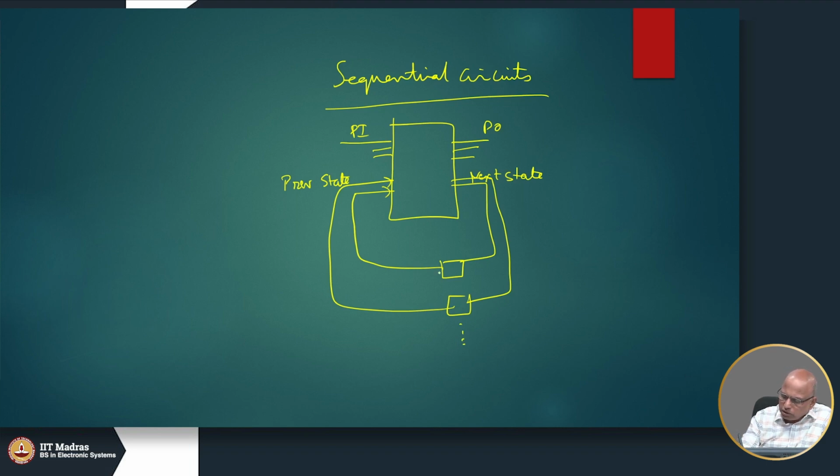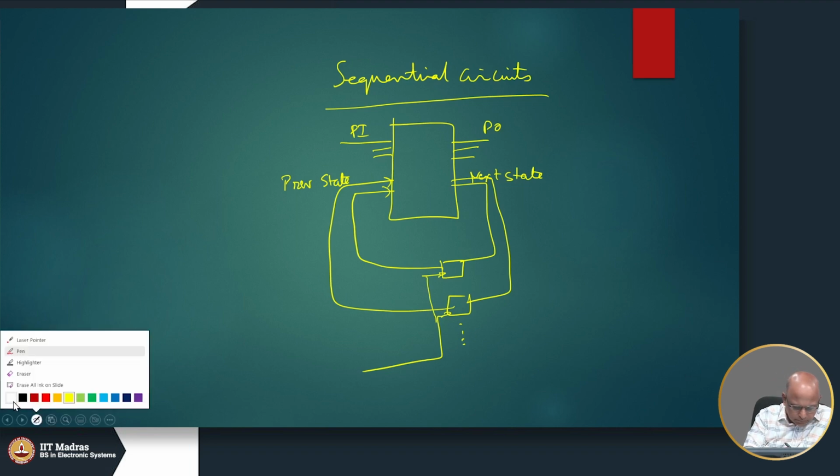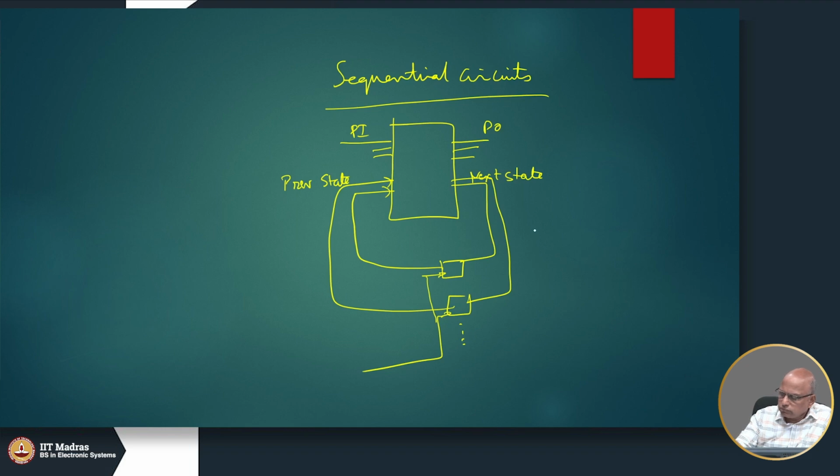The clock is supposed to synchronize these two. So when, let us say, the clock comes, usually the circuits respond to the positive edge of the clock. These positive edges. So let us say both of them got a positive edge, and let us say this is my D input.